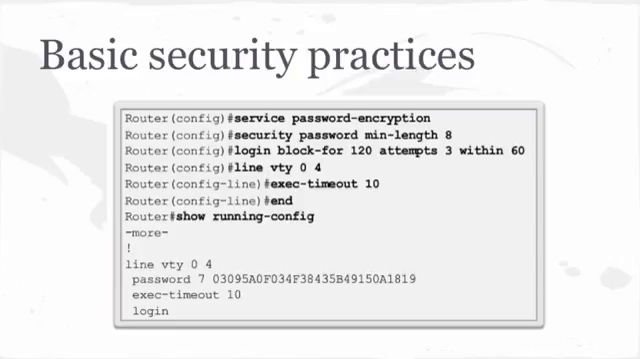A banner message is similar to a no trespassing sign. Be sure banner messages comply with security policies for the organization. Another recommendation is setting exec timeouts. By setting the exec-timeout, you are telling the Cisco device to automatically disconnect users on a line after they have been idle for the duration of the exec-timeout value. Exec timeouts can be configured on console, VTY, and aux ports.